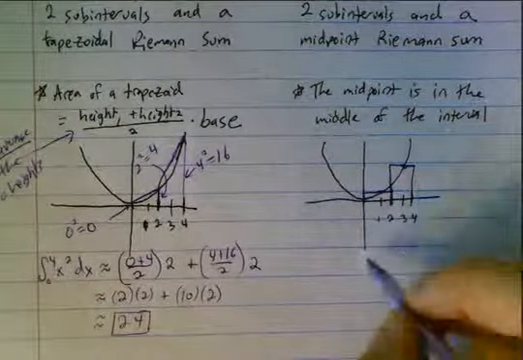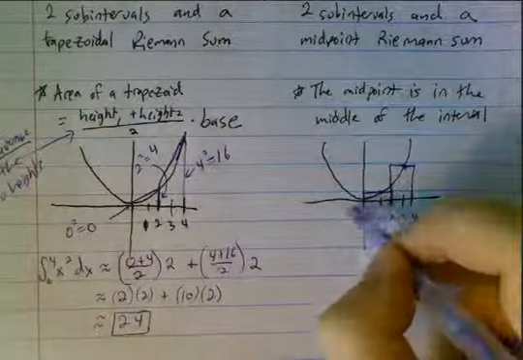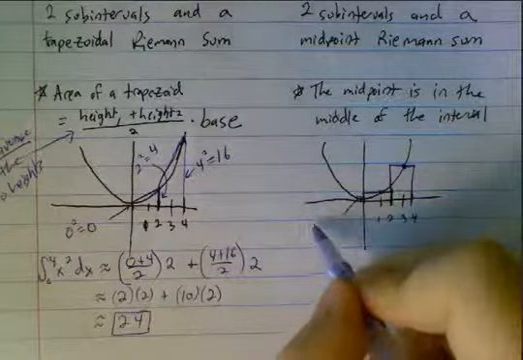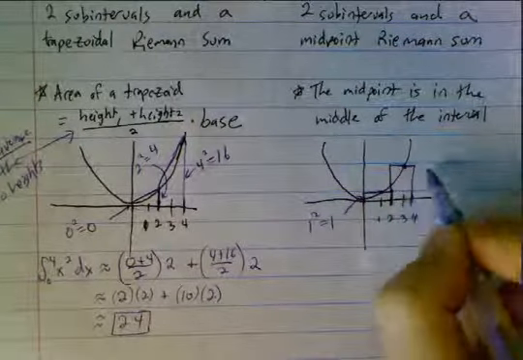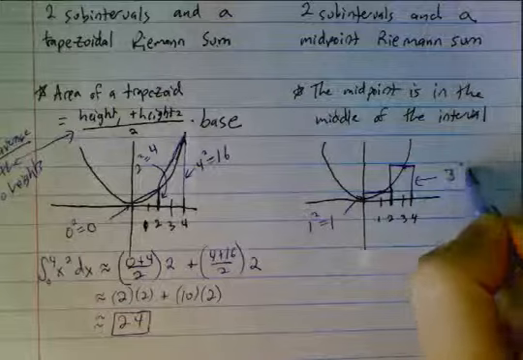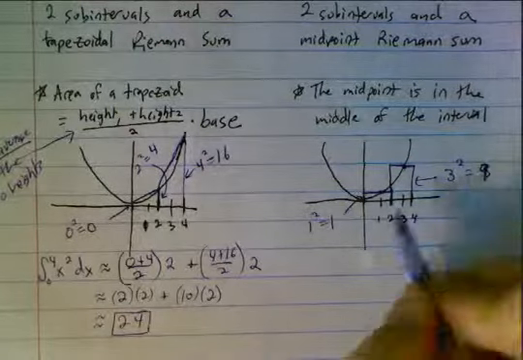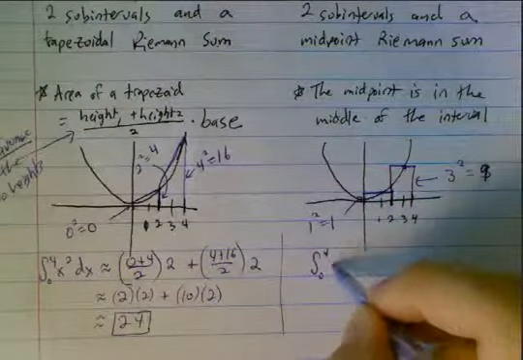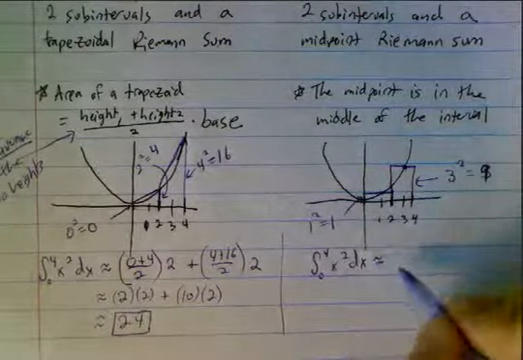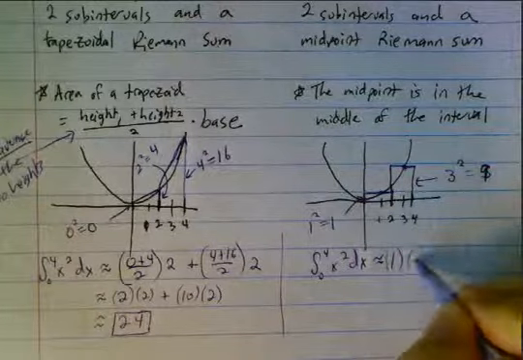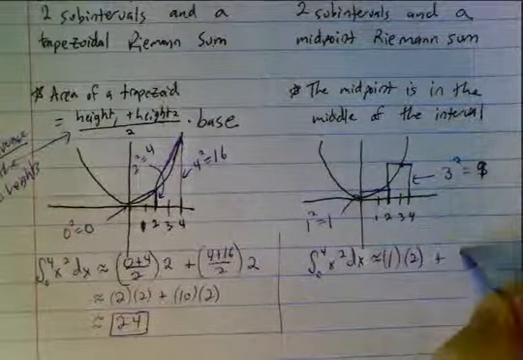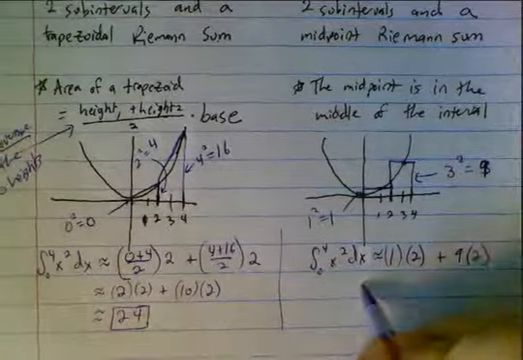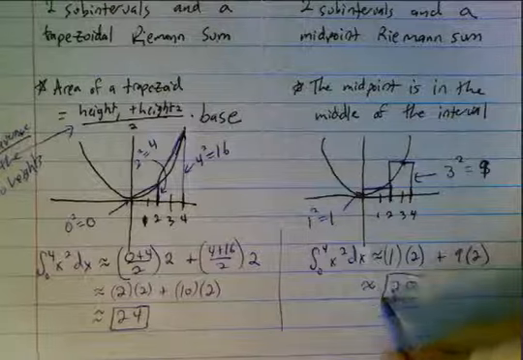So here what we're going to find is, if I'm finding the height of this one, I'm going to use this 1 to find the height, because that's right in the middle. So 1 squared equals 1. Over here, this height, 3 squared, equals 9. And then there are widths of 2 again. So over here, we're estimating the integral from 0 to 4 of x squared dx approximately equals this height, which is 1, times the width, which is 2, plus this height, which is 9, times the width, which is 2. When we multiply those and add them up, we get about 20.